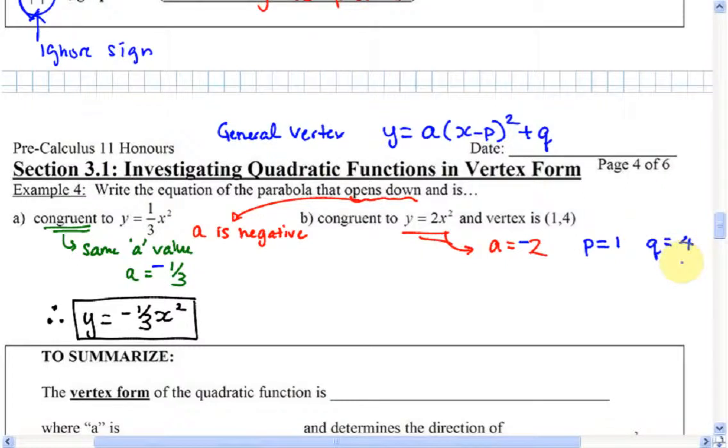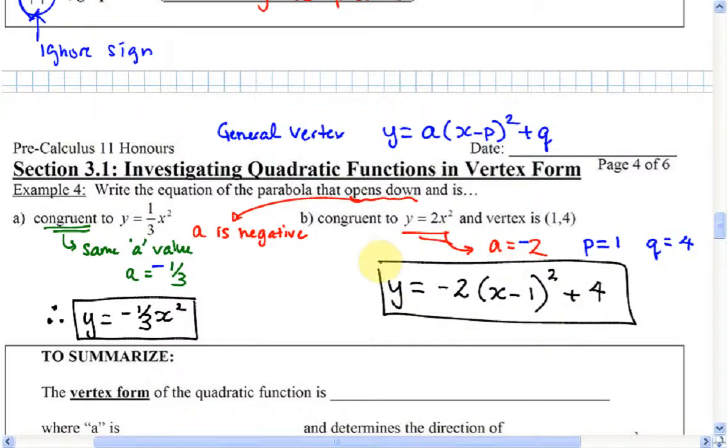And so now once you have all these pieces of information, just go ahead and plug it into the formula. y equals -2, bracket x minus p, which is the 1. Don't forget the square, okay? We're doing quadratics now. You have to have a square. And then plus 4. Done. There's your equation. So in your homework, you're going to be looking at questions where they'll give you information. You have to come up with the equation.